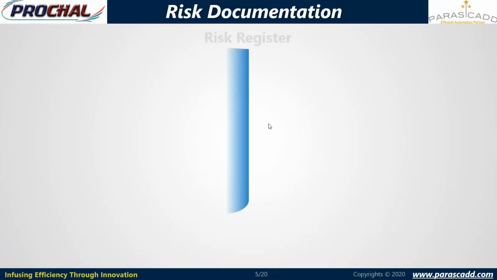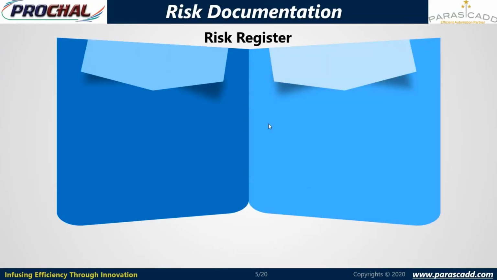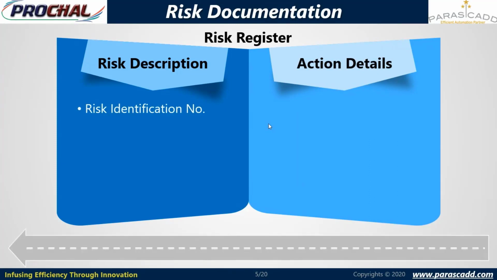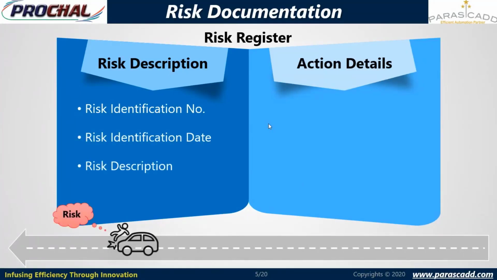Risk documentation. Risk documentation is differentiated into two parts, that is the risk description and action details. In the risk description, we are keeping the records of various risks by their risk identification number with the risk identification date and risk description. So we are creating various risks by their risk identification number, risk identification date, and description.